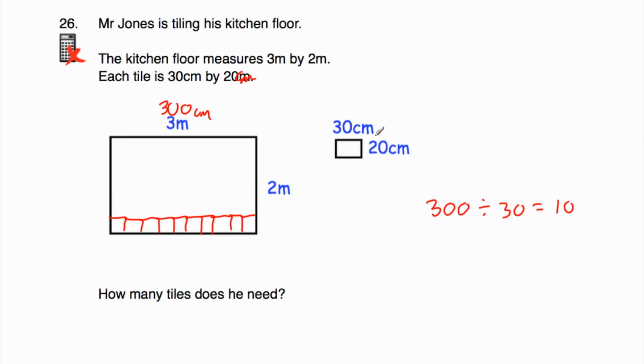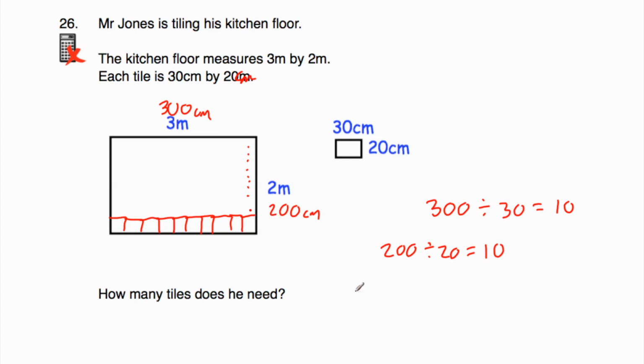And the width of each tile is 20 centimeters. And the width of the floor is actually 200 centimeters because it was 2 meters, and when you times that by 100, you get 200 centimeters. So if we do 200 divided by 20, that will tell us how many rows there'll be. And 200 divided by 20 is equal to 10. So there'll be 10 rows of 10. So there'll be 1, 2, 3, 4, 5, 6, 7, 8, 9, 10 rows.